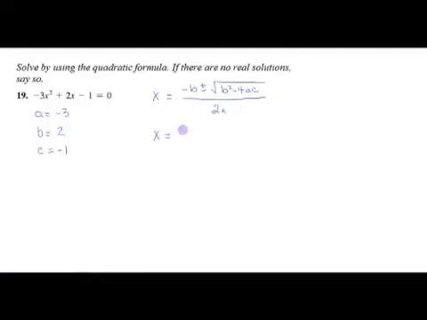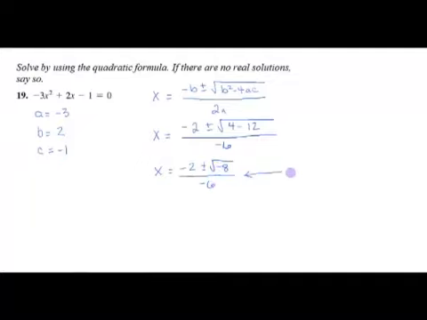Now let's substitute in the values that we have for this equation. Negative of b, so negative 2, plus or minus the square root of b squared, which is 4, minus 4 times a times c. So a times c is a positive 3, times 4 is 12, all over 2 times a, we get a negative 6. So this is x is negative 2 plus or minus the square root of negative 8 all over negative 6.